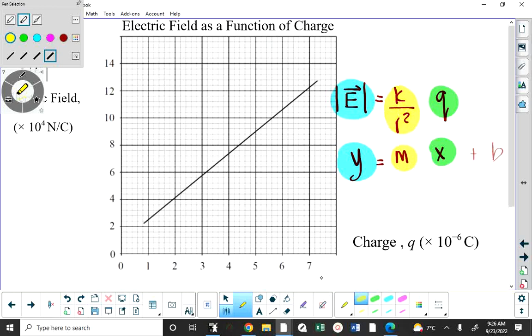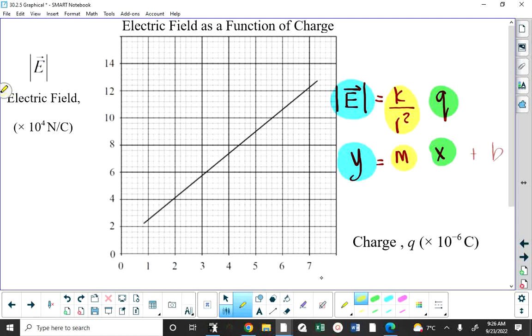It's not just equal to a spring constant. And by the way, there's a k in this formula, right? That k in this formula is Coulomb's constant. The k in the formula of the first warm-up graph was the spring constant.